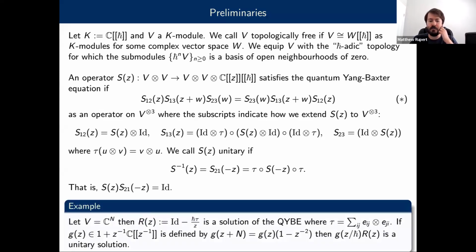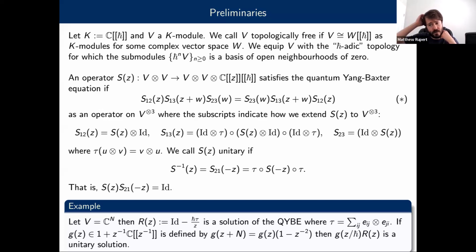Okay, so just a simple example here. If you take C^n for some n, then you can define a solution R as being the identity on V tensor V minus h bar tau over Z. And if you choose any fixed basis of C^n, then the permutation operator tau you can just represent as the sum over these E_ij tensor E_ji, where these are the component matrices with respect to your fixed basis.